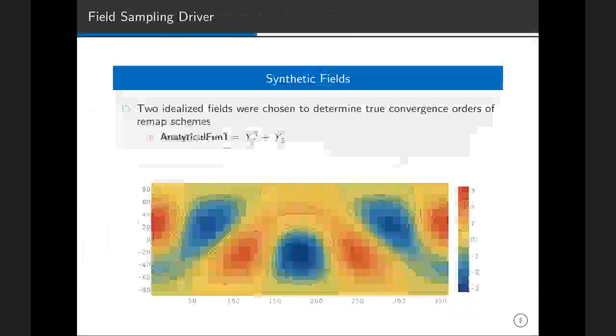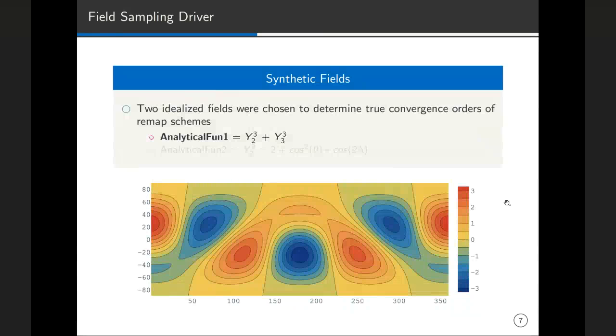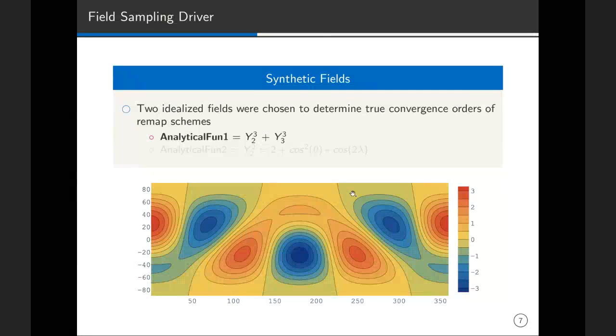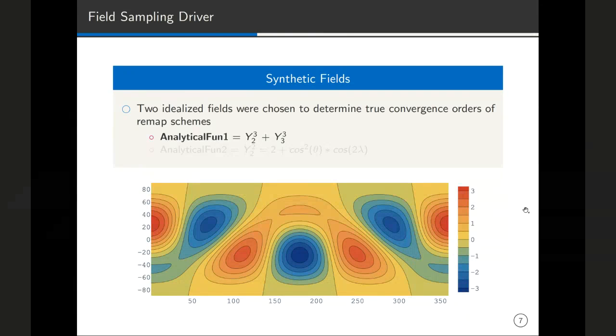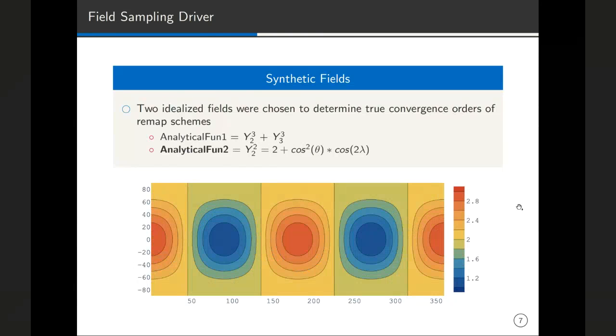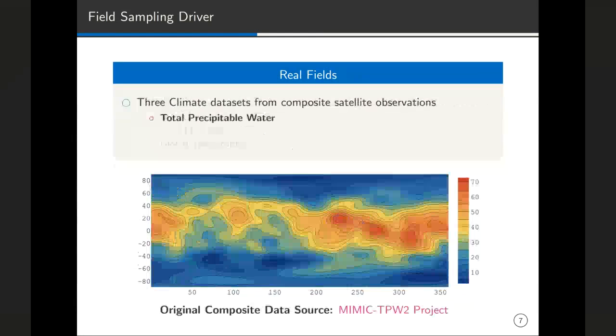I'll just briefly touch upon what these look like. These are the synthetic fields that we use to measure especially convergence and order of accuracy. This is a combination of two spherical harmonic functions. The next is a slightly smoother spherical harmonic function. These are the synthetic data sets that we use. We could actually sample anything else if needed.